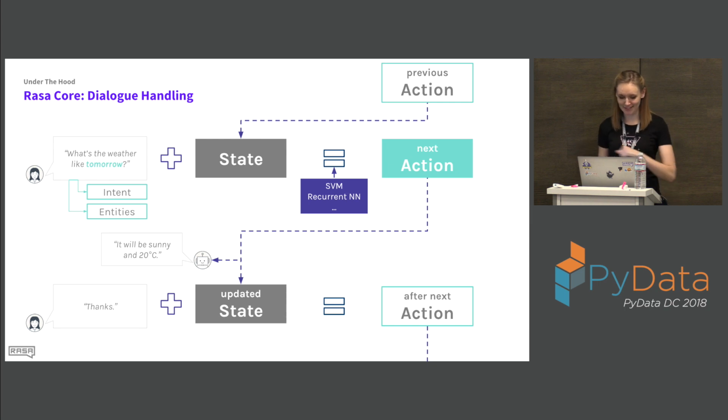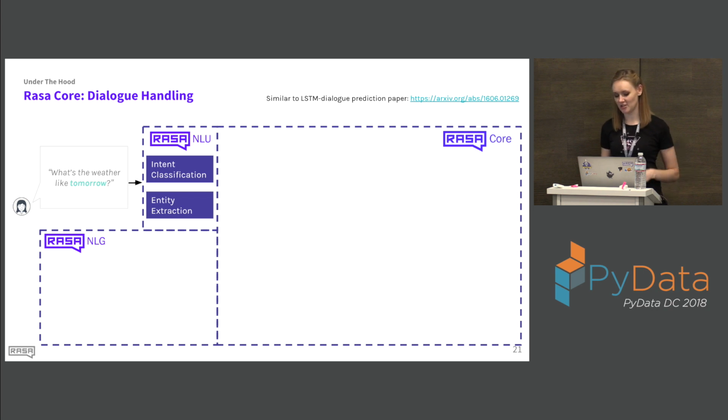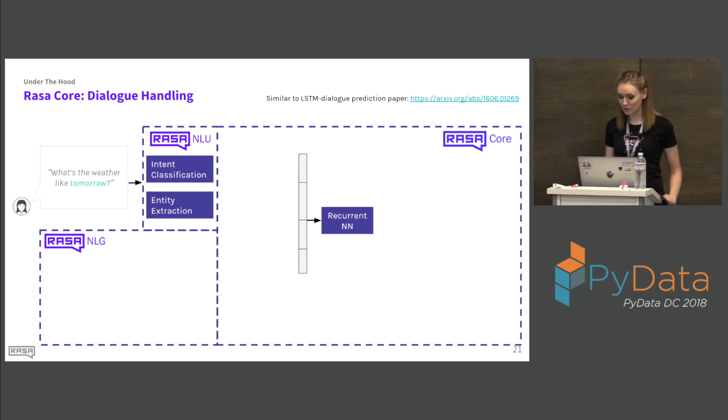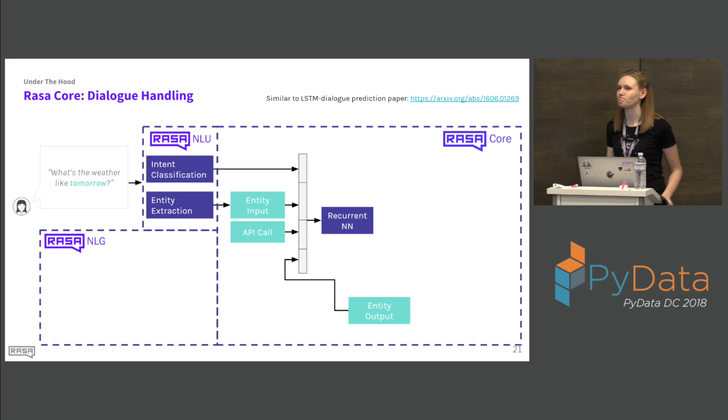Now let's dig a little deeper. So how it looks even more under the hood. Again, the LU model's intent classification and entity extraction results are being used. They are being fed to a recurrent neural network. And not only that, but also if in previous actions an assistant made some API calls or extracted some important details that should have an effect on how an assistant should respond in the next stage, those details are also being used.